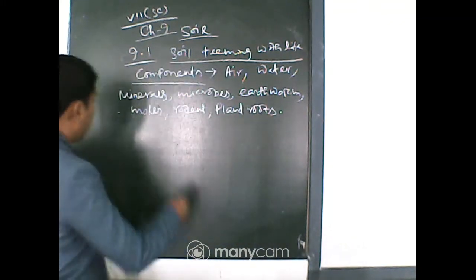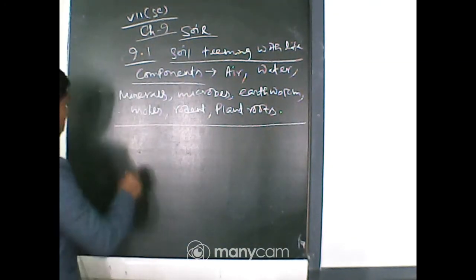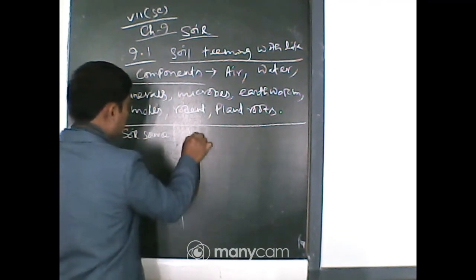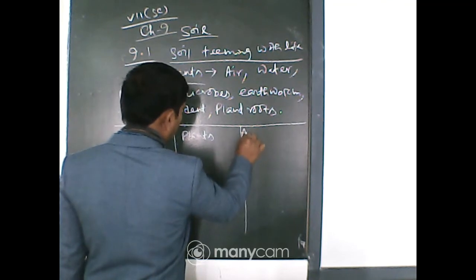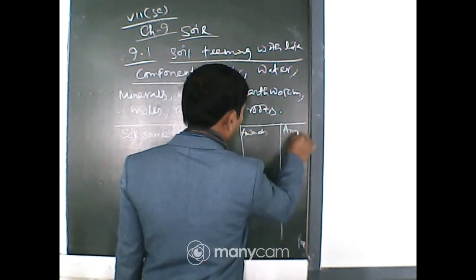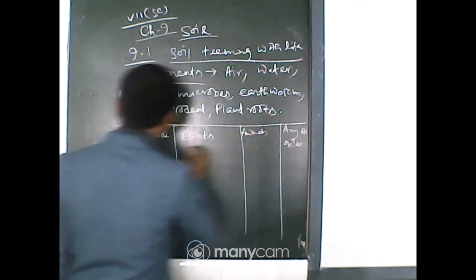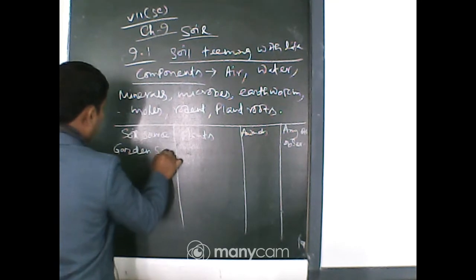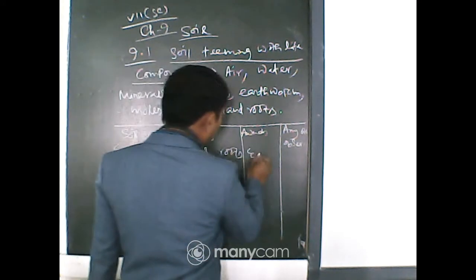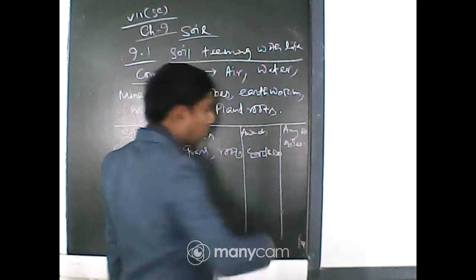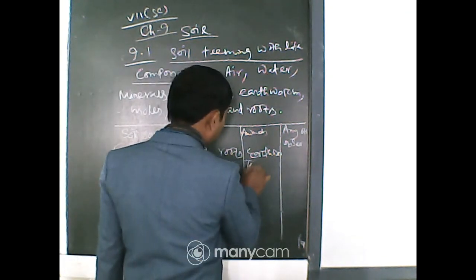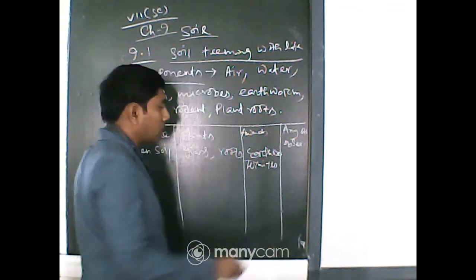So first we will make the chart. One is soil source, next one is plants, then animals, number 4 is any other observation. So first is garden soil. The plants are grass, roots. Animals: earthworm, anything you can find here, termites. Any other observation: none.